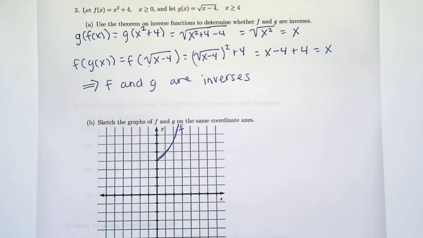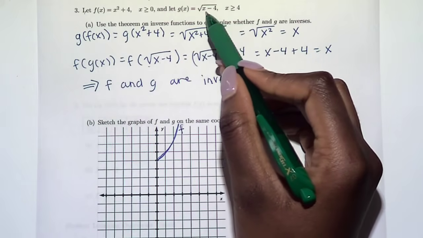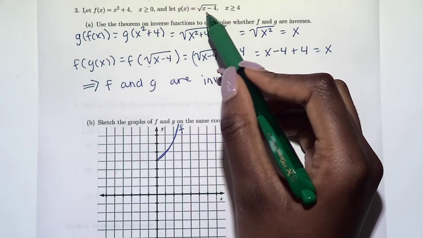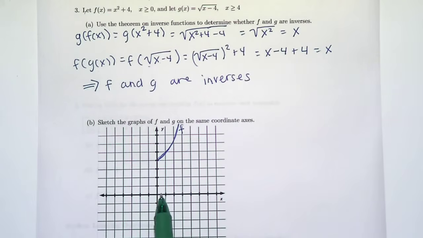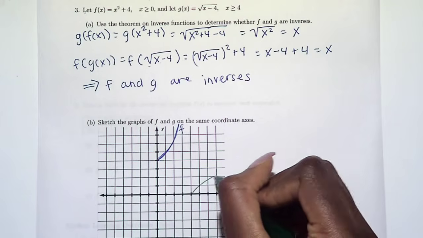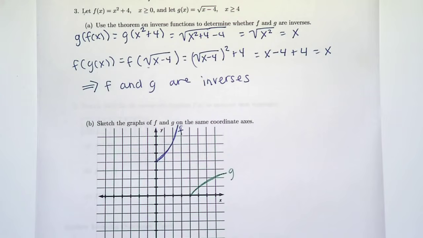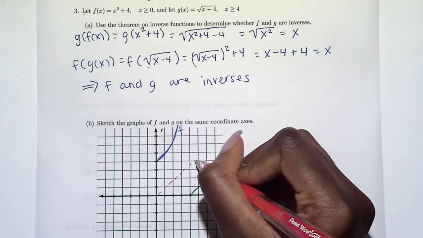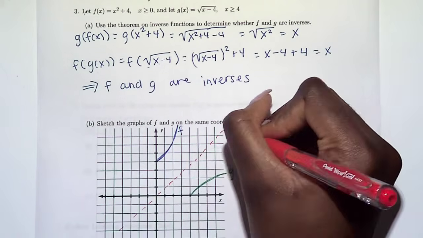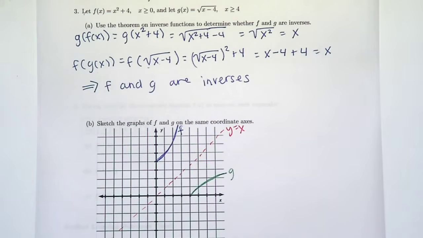Okay, we also know what a square root function looks like. This one, the 4 is on the inside, right? So it's going to be shifted to the right 4 units. So instead of starting here, 1, 2, 3, 4, it's going to look like the square root here. So this is our g. One thing that we can notice about inverse functions is that they are symmetric about the line y equals x. So if I drew a line y equals x, f and g should be like mirror images.